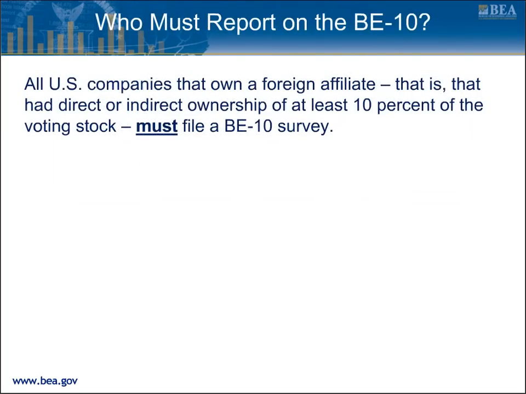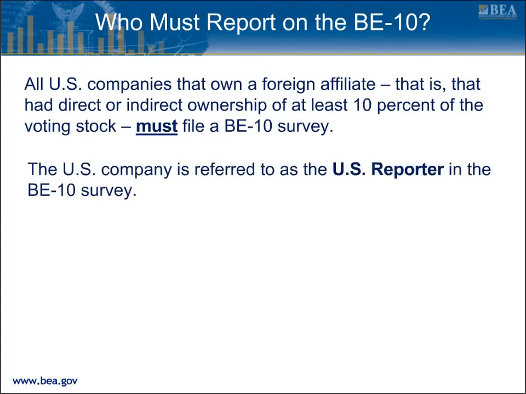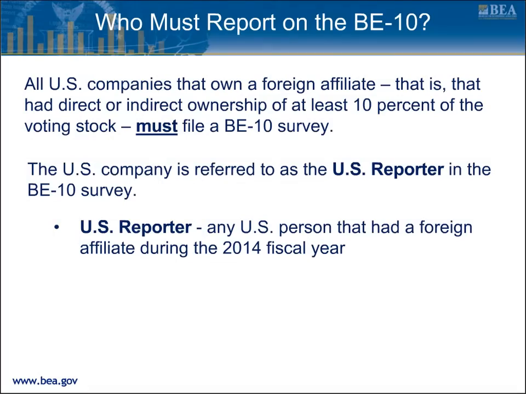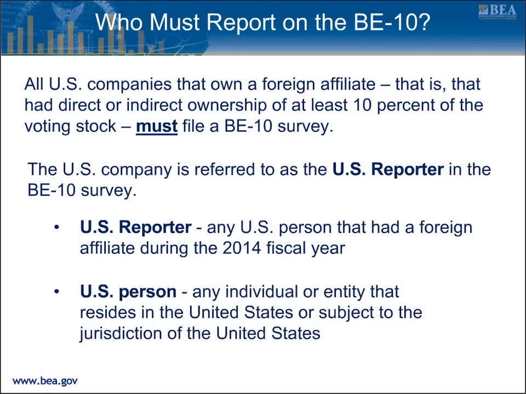All U.S. companies that own a foreign affiliate, that is, that had direct or indirect ownership of at least 10% of the voting stock in a foreign business enterprise, must file a BE-10 survey. The U.S. company is referred to as the U.S. reporter in the BE-10 survey. A U.S. reporter is defined as any U.S. person that had a foreign affiliate at any time during the U.S. person's 2014 fiscal year.